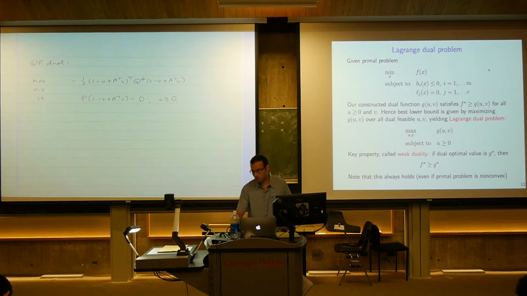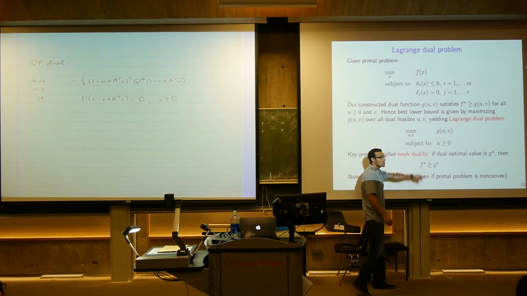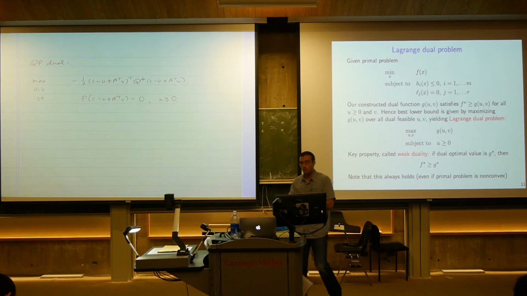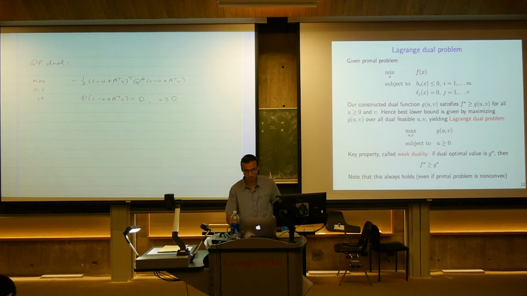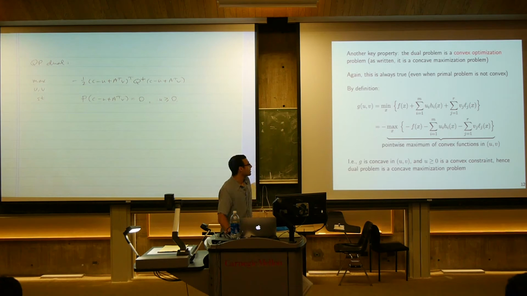Okay, and I guess just to reiterate something I just said, if this was a maximization problem, we could form a dual that was a minimization problem, just by repeating very similar steps we'd already done. So another key property, which I think is surprising when people see this for the first time, is that the dual problem is always a convex optimization problem.